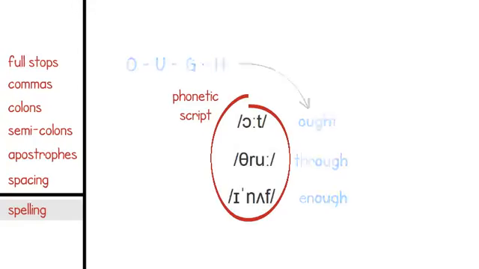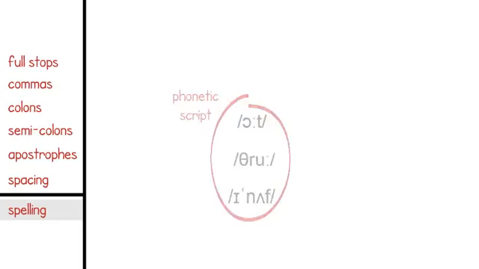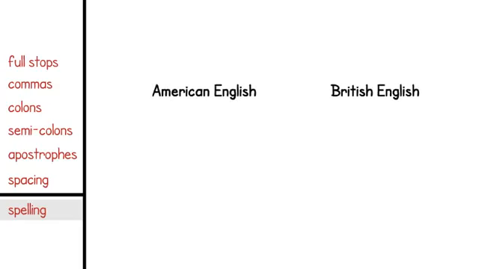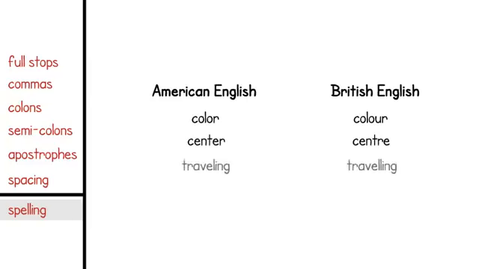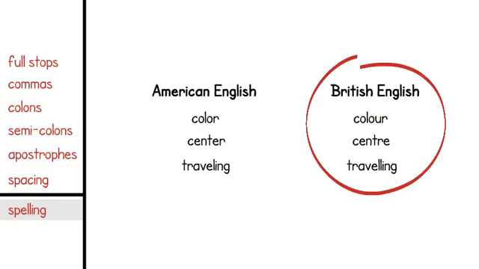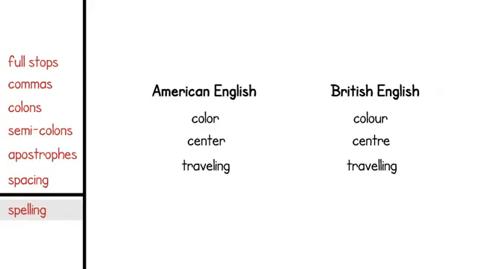For this reason, it is good to know how to read phonetic script in a dictionary, like this. There are also differences in American and British English spelling. For example, colour, centre, and travelling. Australia tends to use British spelling. Both American and British spelling are usually acceptable for lecturers and tutors, but it's important to be consistent and not change styles.